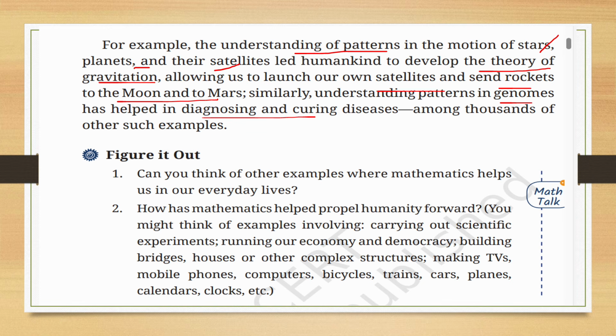Similarly, understanding patterns in genomes helped in diagnosing and curing many diseases. What do you mean by genomes? A genome is a complete set of genetic information in an organism. Genetic information means it is a set of instructions that determines the characteristics of an organism. These genetic information pass from one generation to another. So, understanding patterns helps to diagnose and cure genetic diseases.